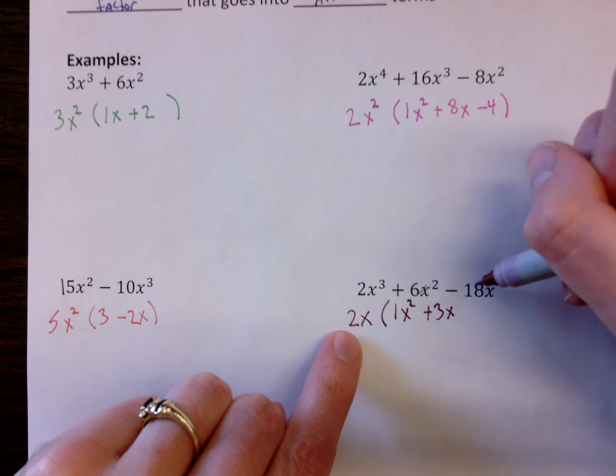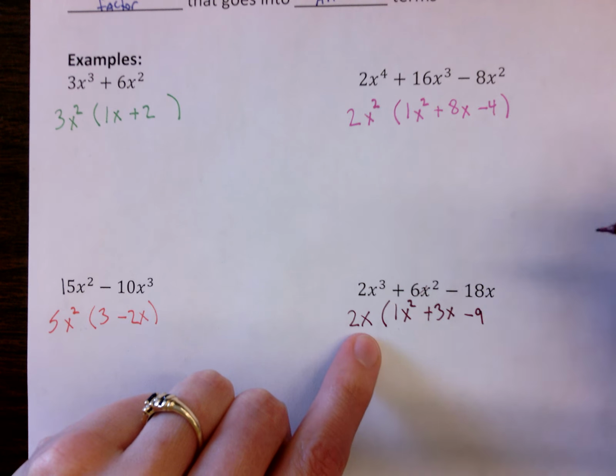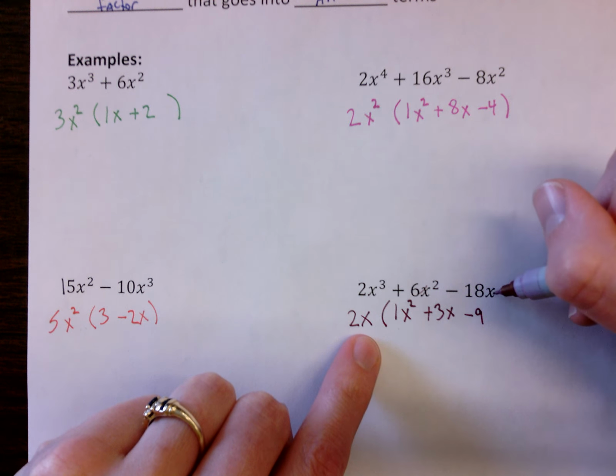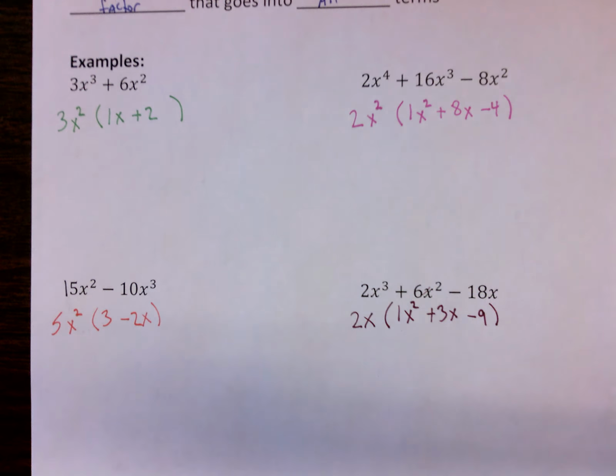And then this guy, 2 times what gets me negative 18? Negative 9. And if I have 1x here, how many more do I need to end up with 1 in the end? I don't need them anymore. I already have them all. Okay, and that's it. That is my factored form.